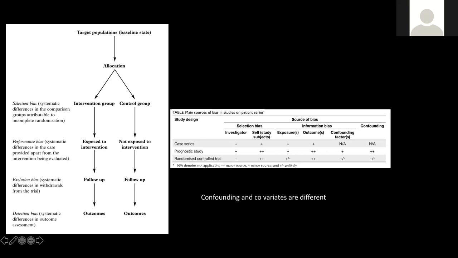So if you look at the main sources of bias in patient series, what we normally see is a case series. The case series usually have a selection bias.